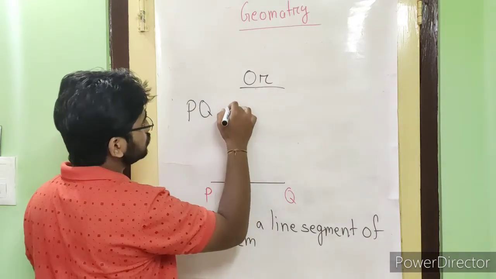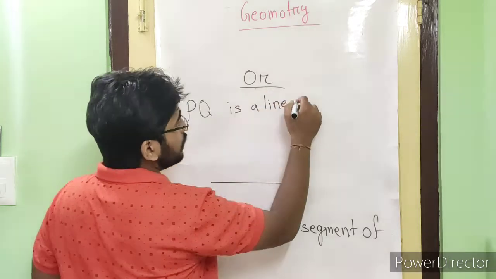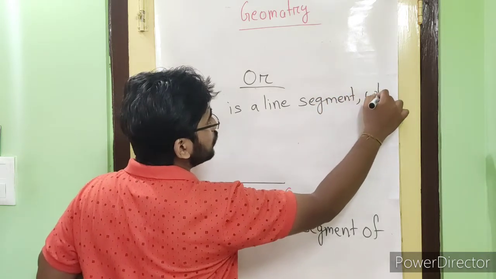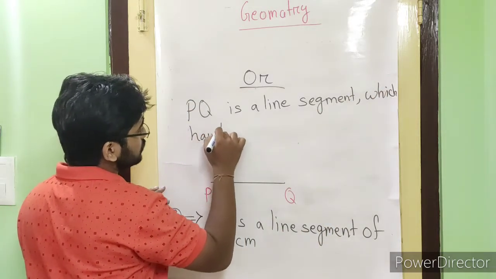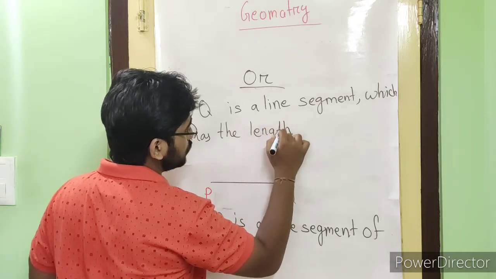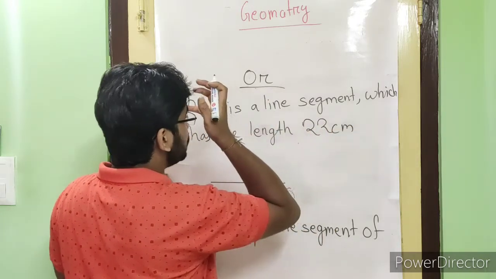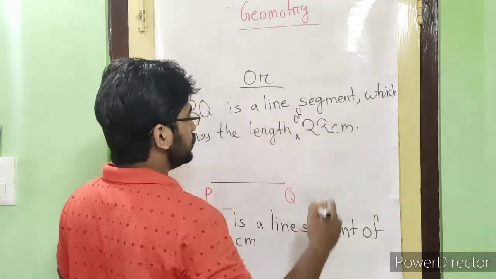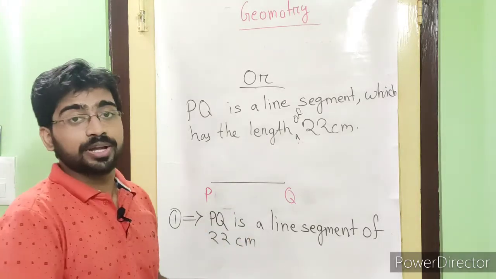PQ is a line segment which has the length of 22 centimeters. Okay, in this way you can also write.